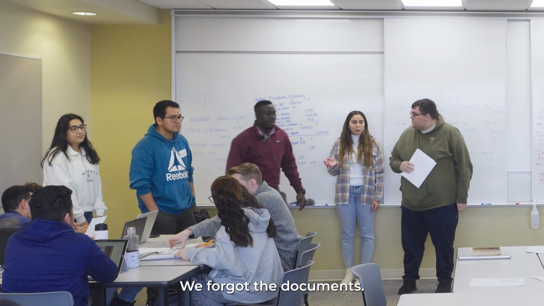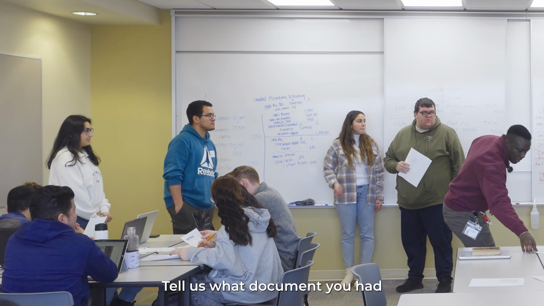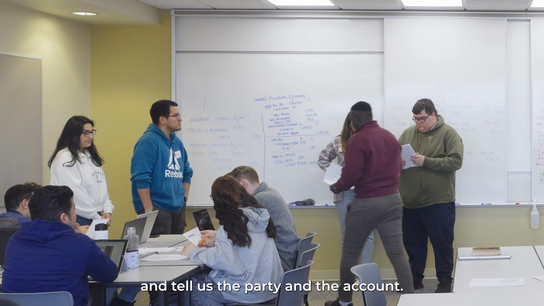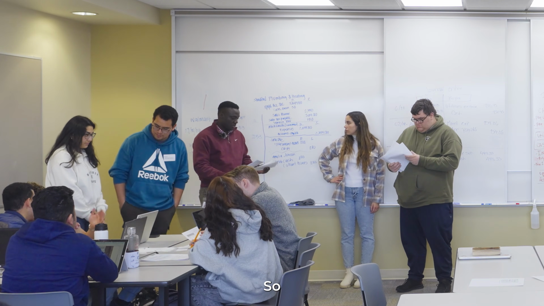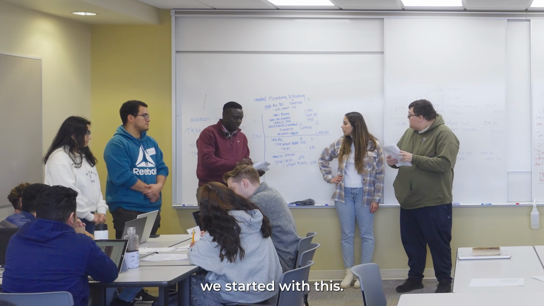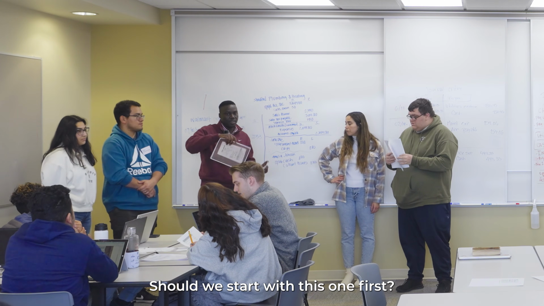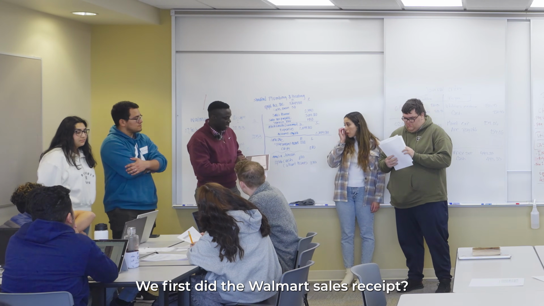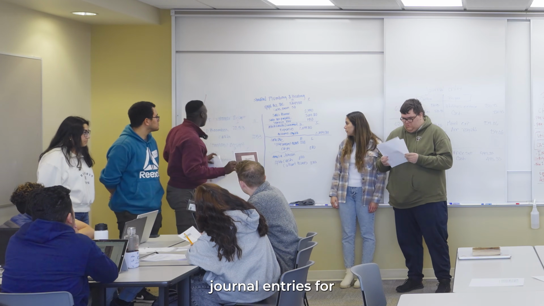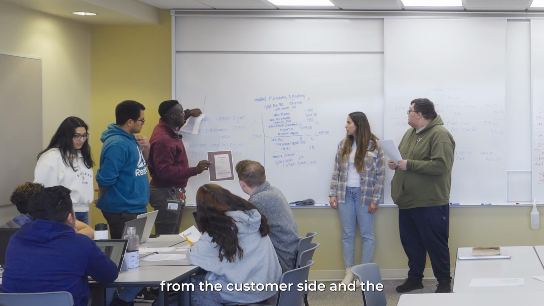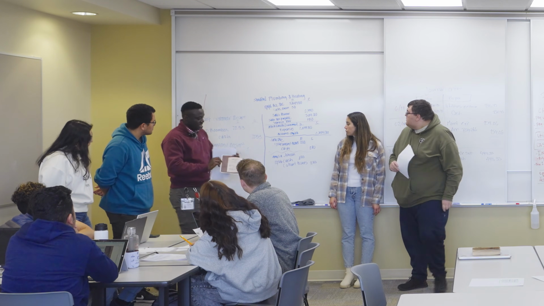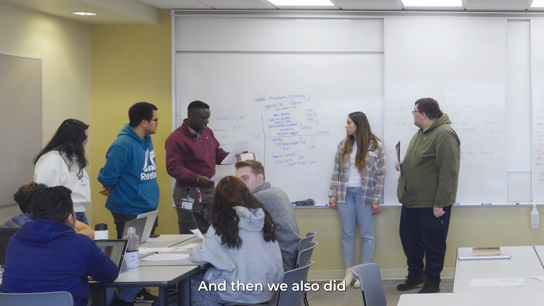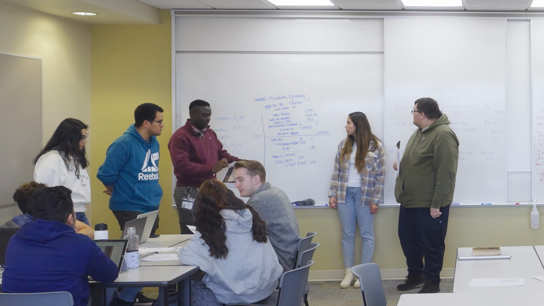Tell us what document you had, and tell us the party and the accounts. So should we start with this one? We first did the Walmart sales receipt. Then we did journal entries from the customer side and the Walmart side. And then we also did a check.